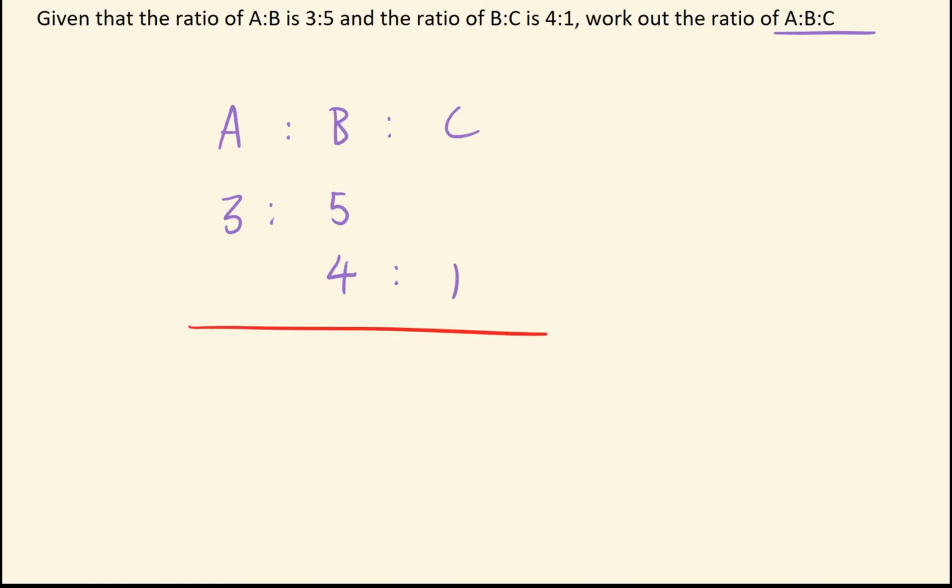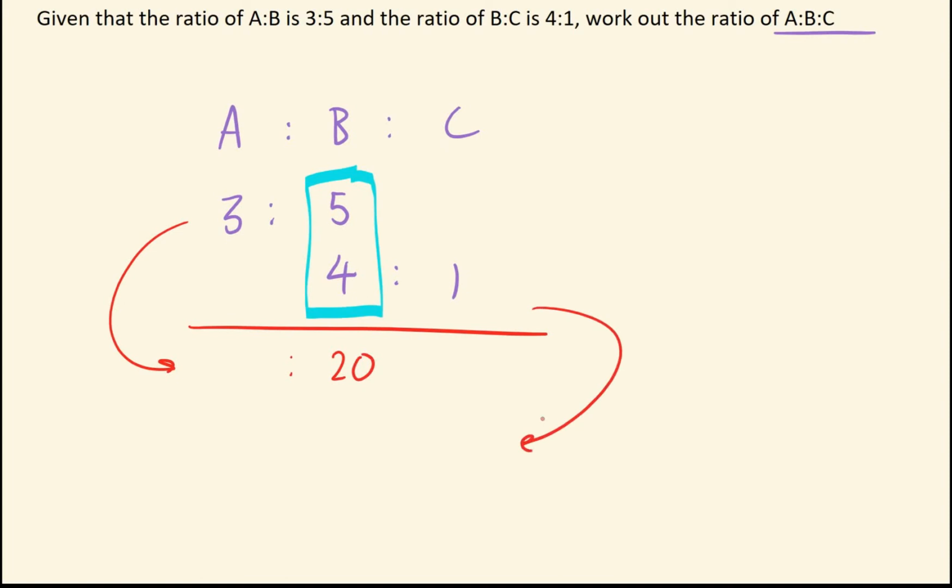The way this works is the same idea as adding or subtracting fractions. You want to find what number 5 and 4 both go into. And again, the easy way to do this is just times them together. So I know both these numbers are going to go into 20. So I'm going to rewrite these ratios where they're going to be something to 20.